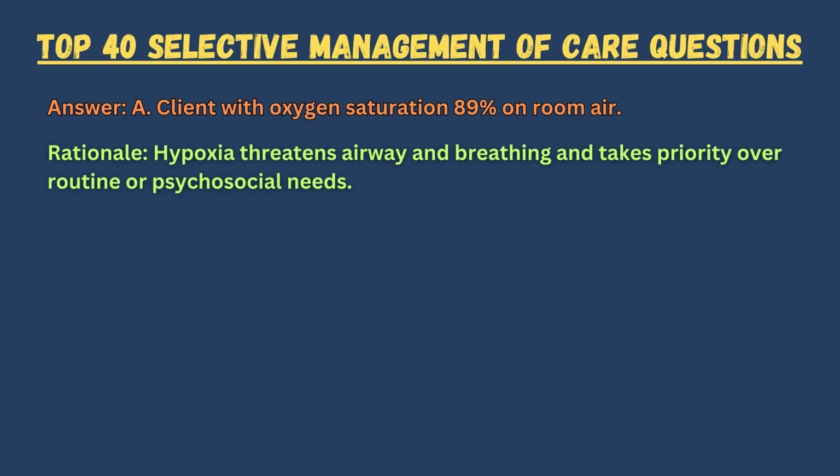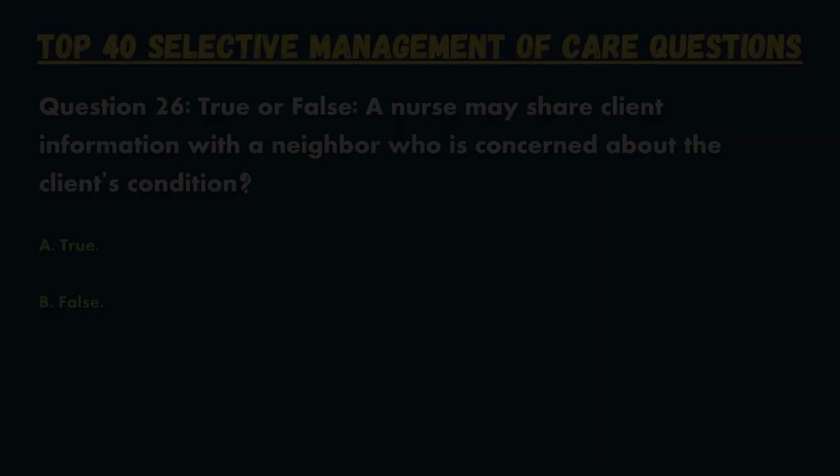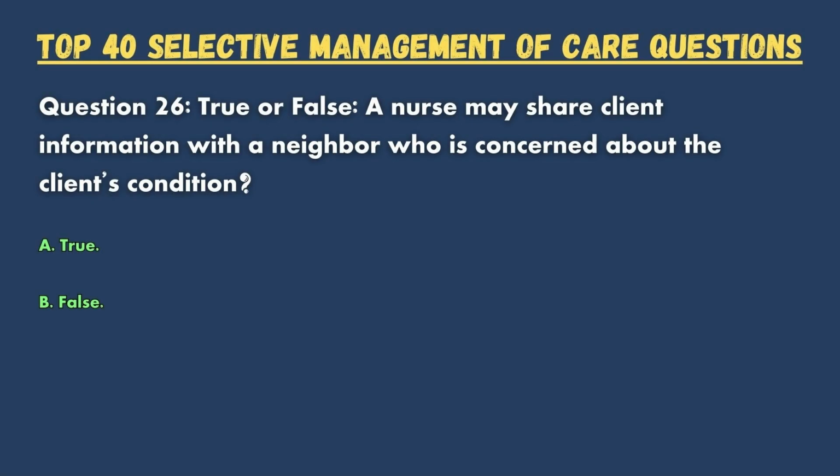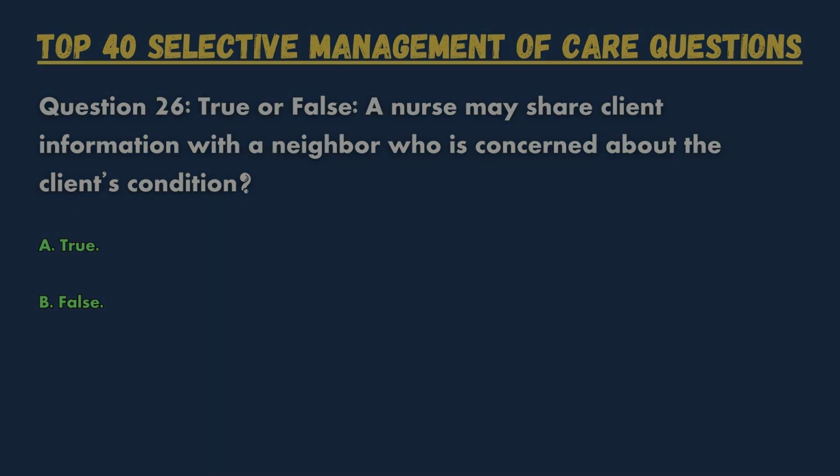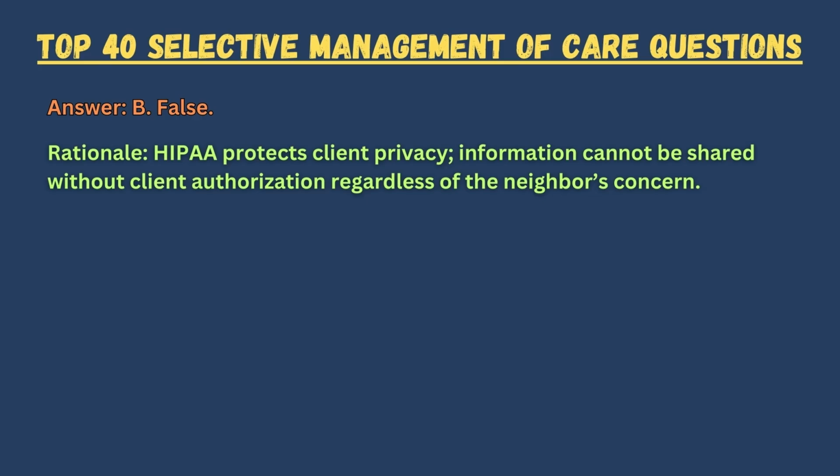Rationale: hypoxia threatens airway and breathing and takes priority over routine or psychosocial needs. Question 26. True or false? A nurse may share client information with a neighbor who is concerned about the client's condition? A. True. B. False. Answer: B. False. Rationale: HIPAA protects client privacy. Information cannot be shared without client authorization, regardless of the neighbor's concern.